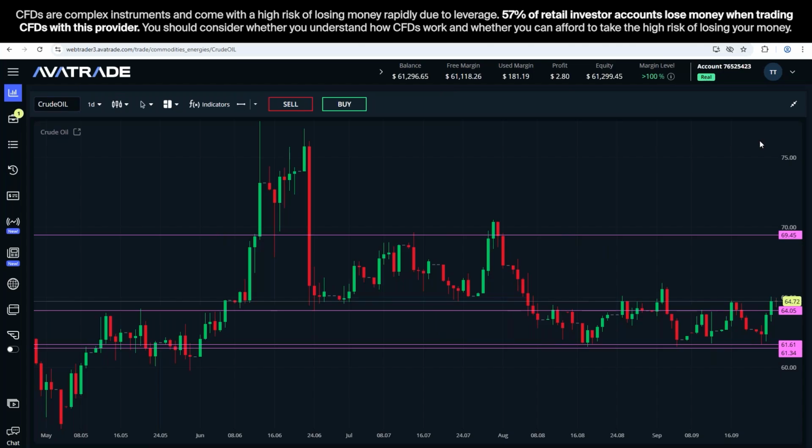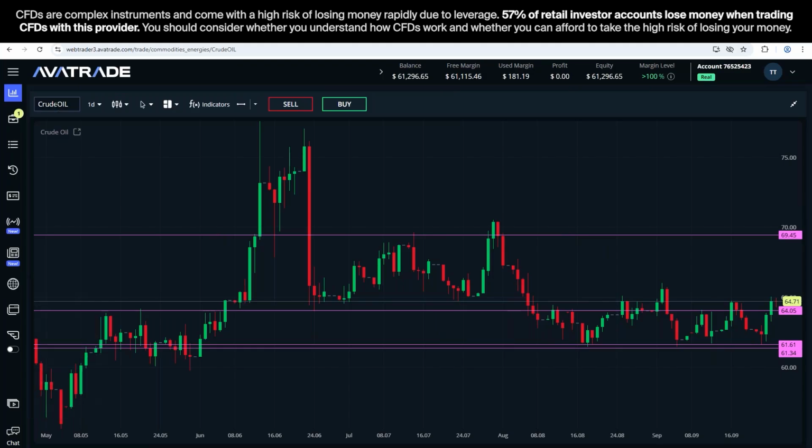But with what we know now, barring any major changes, it seems like there's fundamental reason for crude oil to go up, and anticipation of inflationary moves might already be driving that type of movement. All right, so that's crude oil in a nutshell.